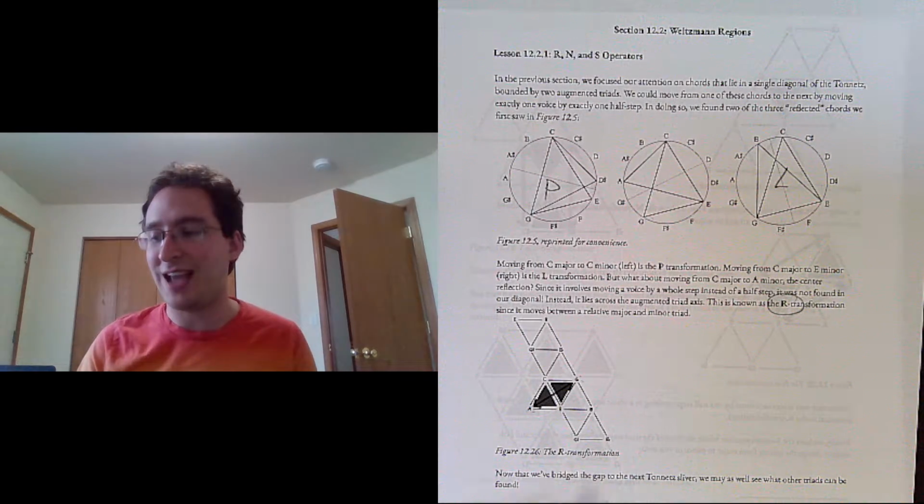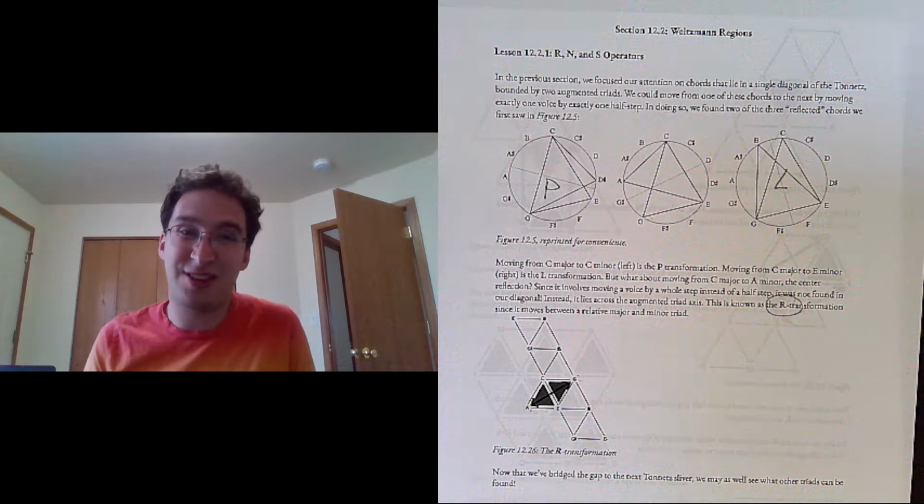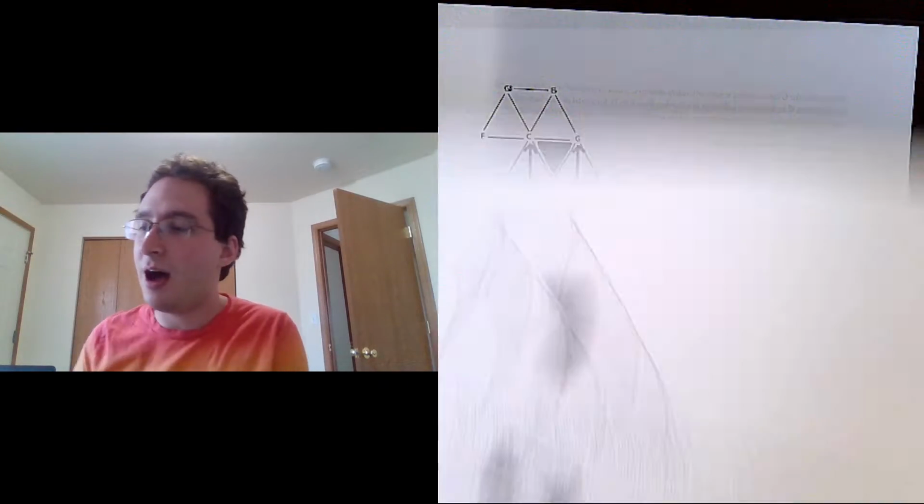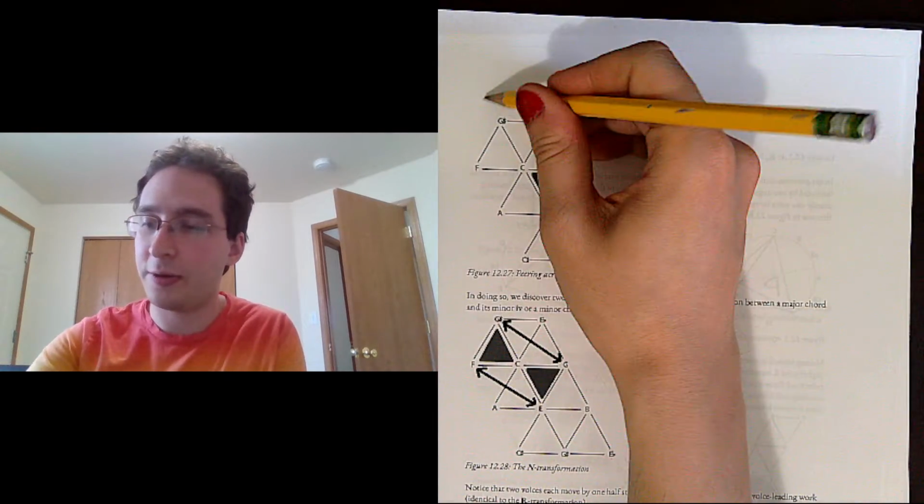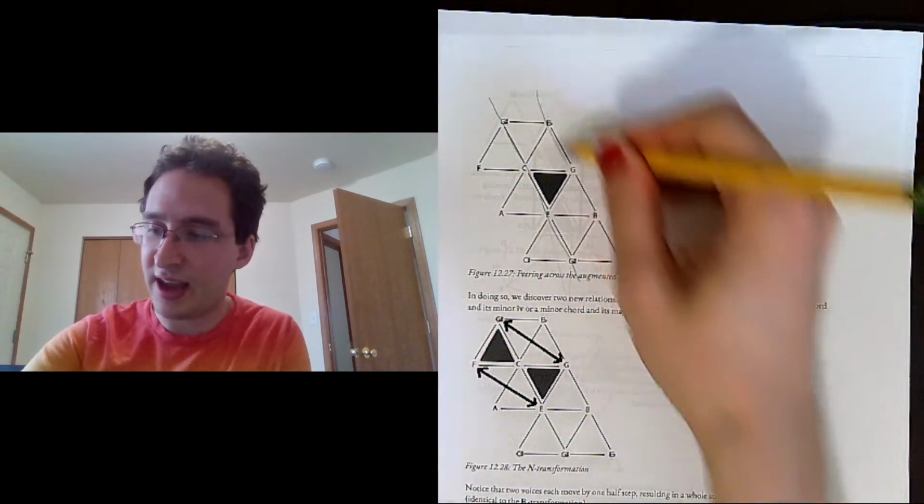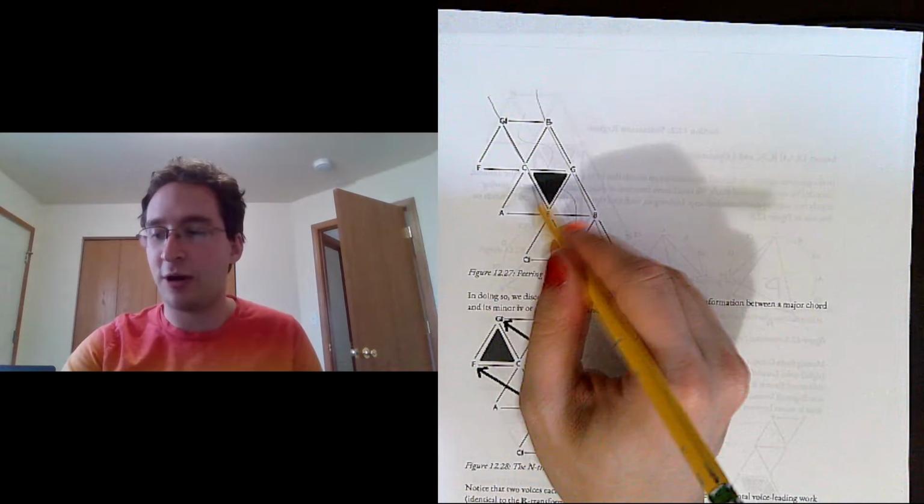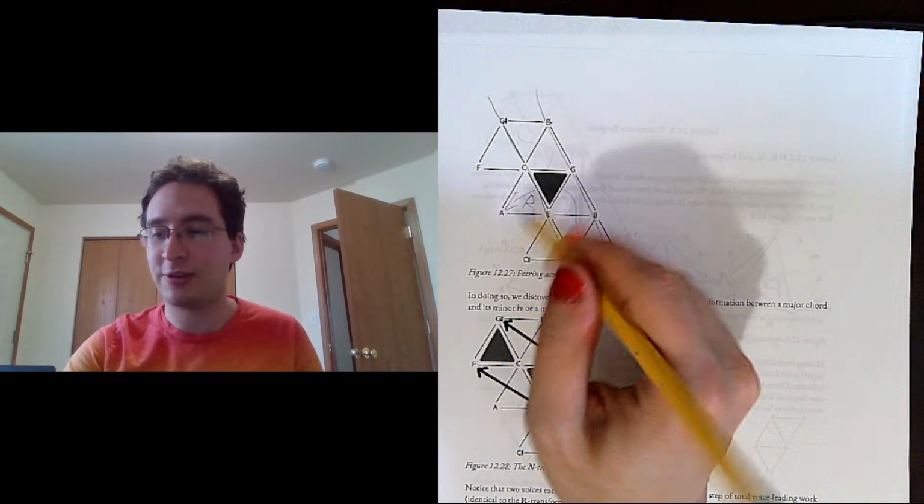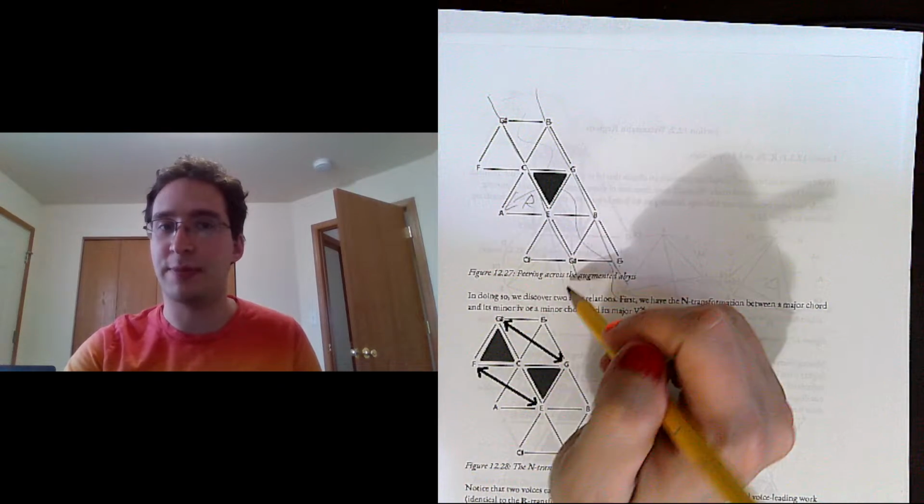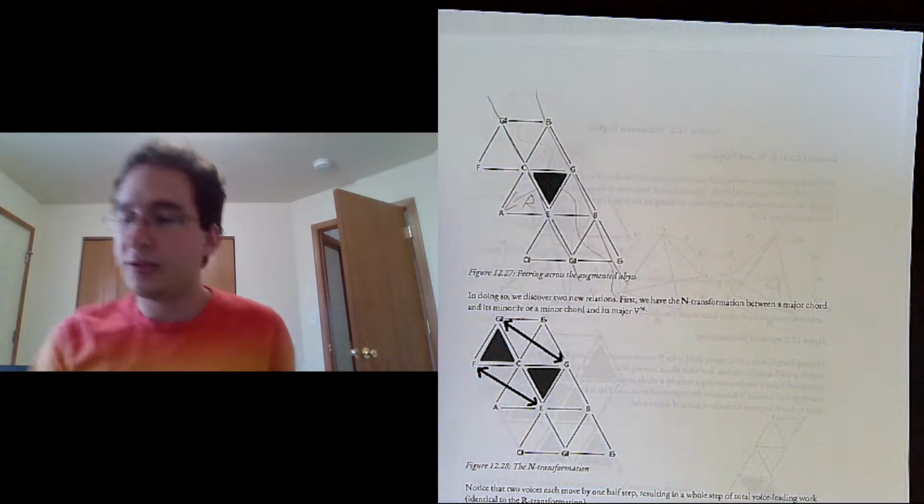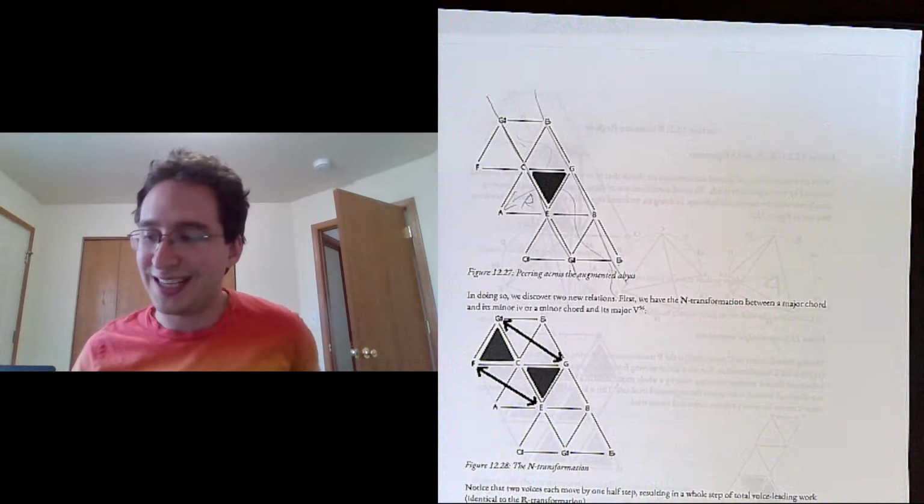So now that we've bridged the gap to the next Tonnetz sliver, we might as well see what other triads we can find there. This is the sliver that we were looking at before, but now we've had our R transformation, and we're starting to peer across this augmented abyss and seeing what's over there. So a couple more chords that we can see.